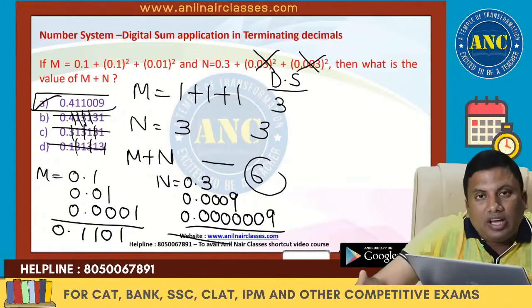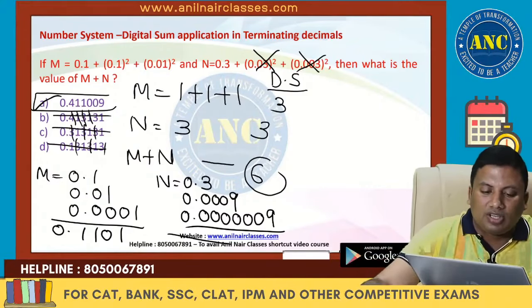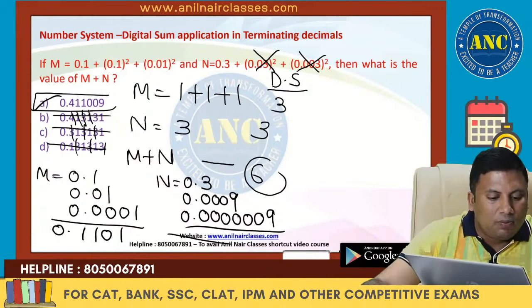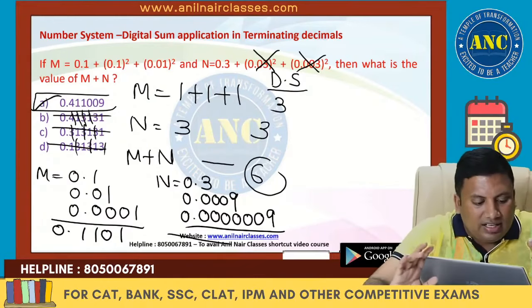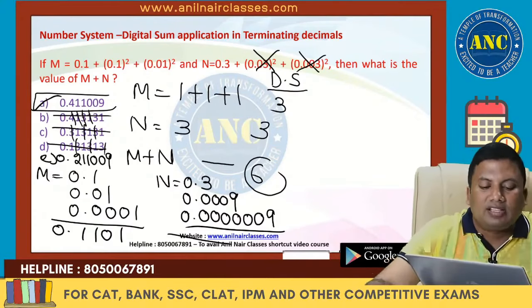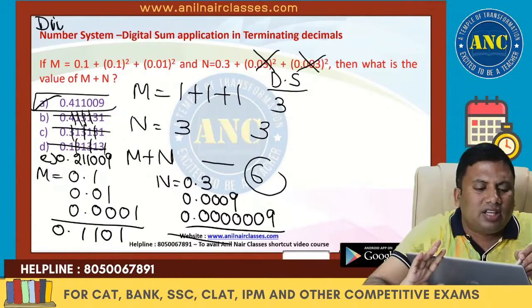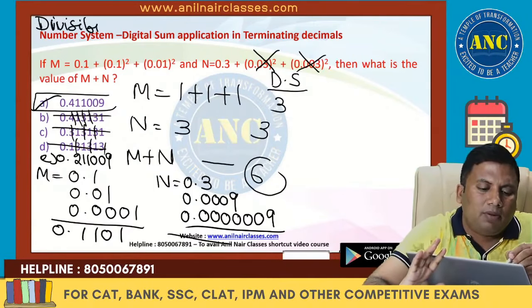If there is more than one answer option with the same digital sum, go by the unit digit logic. I hope it is clear, right? Suppose the option is like this, 0.211009. If so, go by the divisibility rule. Multiple logics are there for us to eliminate options. Go by the divisibility rule logic.